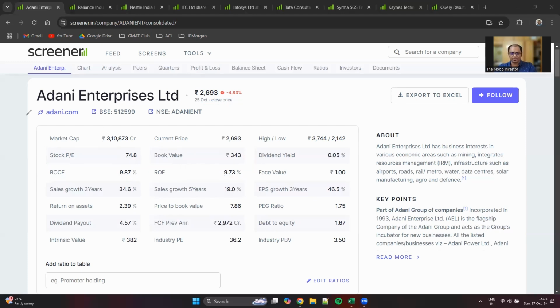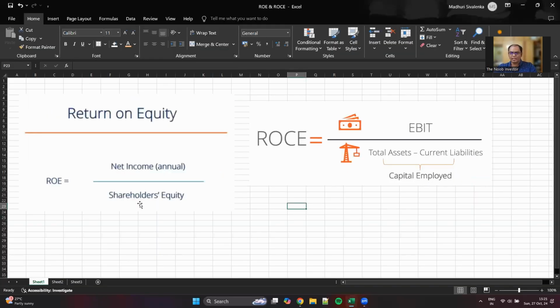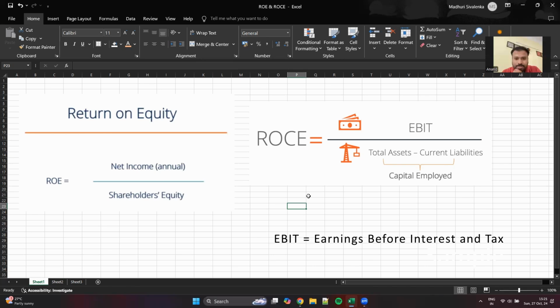I'll first take you to the definition. So what is return on equity? Net income divided by shareholders' equity, right? What is ROCE? EBIT divided by total assets minus current liabilities, or capital employed. Looking at this, does this look simple or complicated? Looks simple, but what does all of this include? What is shareholders' equity, if you can explain?